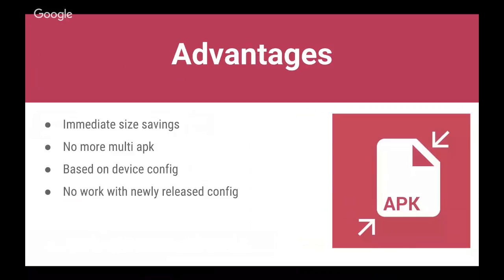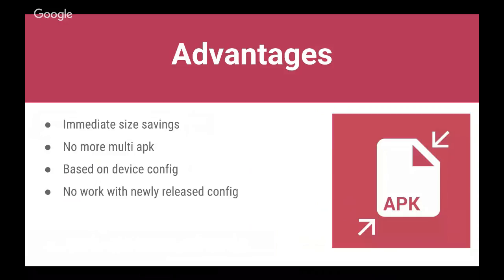One is immediate size saving. Without any code change, you're going to see a substantial size saving in most apps. That is because, like I said, the unnecessary resources are not served. The unnecessary library files are not in your APK. The unnecessary languages are not included in your app. That way you're saving some space, and the APK download size reduces quite drastically.